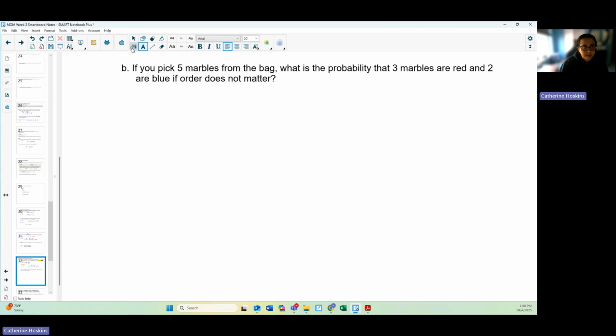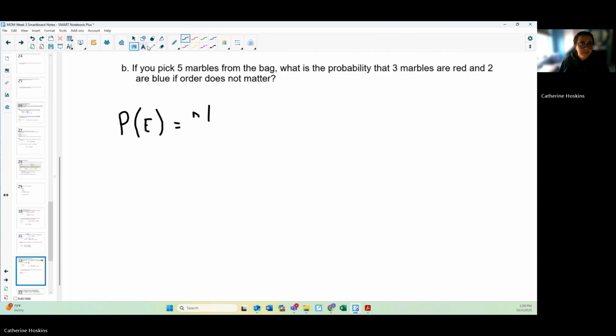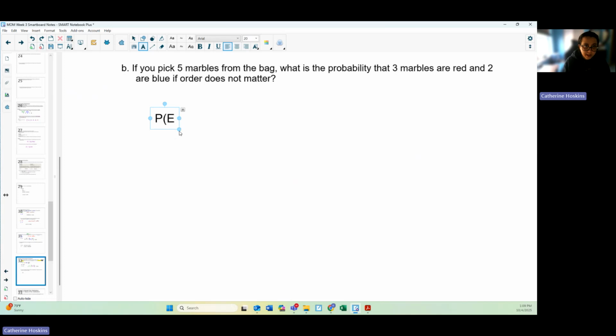We know that the probability of event E is equal to the number in event E divided by the number in our sample space.